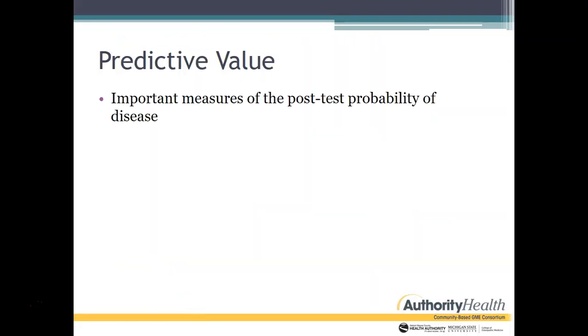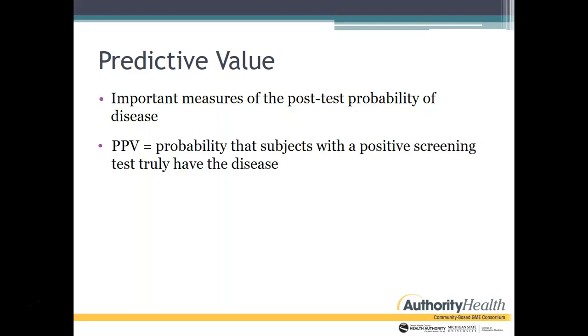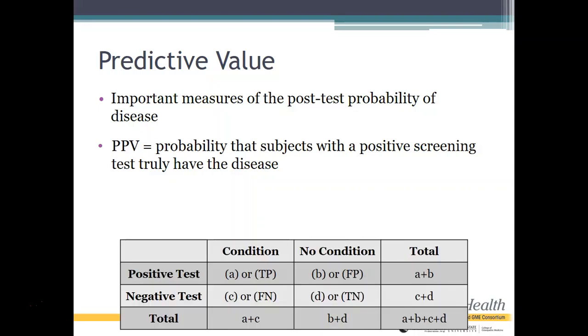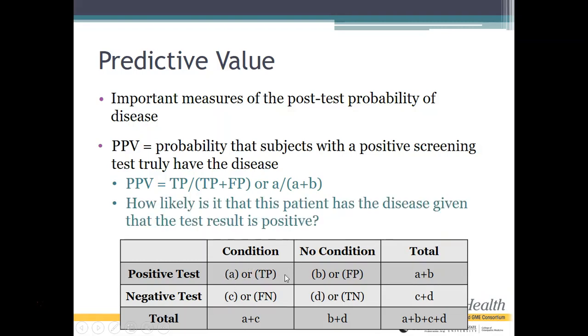All right, let's move on to predictive value. This is an important measure of the post-test probability of disease. Positive predictive value is the probability that subjects with a positive screening test truly have the disease. So let's look at our chart here. We're looking at the positive tests here for positive predictive value. So how many patients that tested positive truly had the disease? So it would be your true positives over all positives. So another way of thinking of it is how likely is it that this patient has the disease given that the test result is positive?